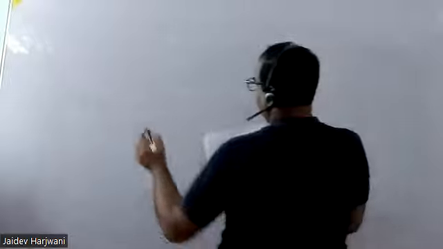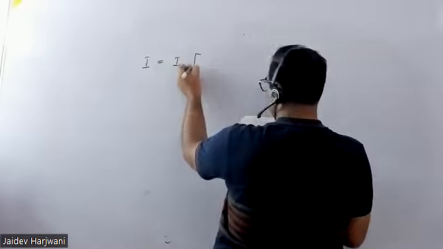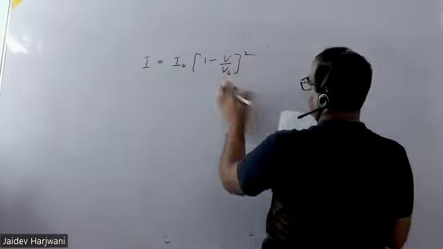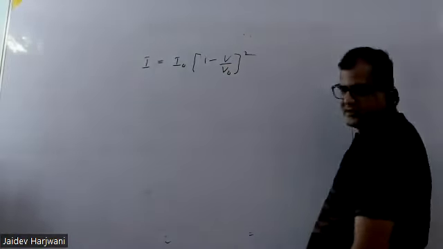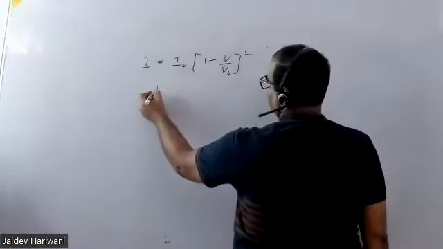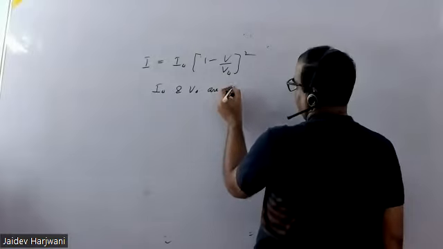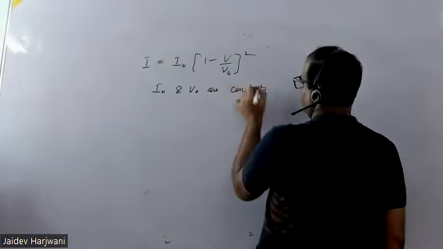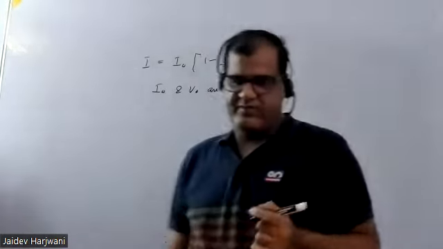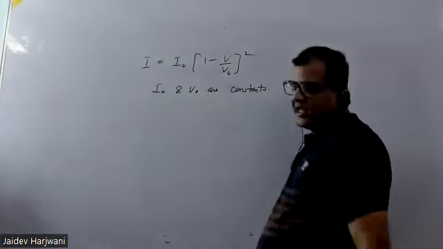So in the question, they are asking that the IV characteristics of a certain device are given by this equation, I equals I naught into the square of one minus V upon V naught, where I naught and V naught are constants. They are asking, if I plot the I versus V graph, then from the plot, how can I calculate I naught and V naught?